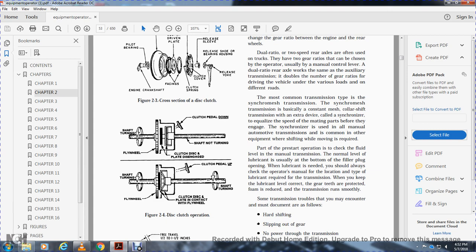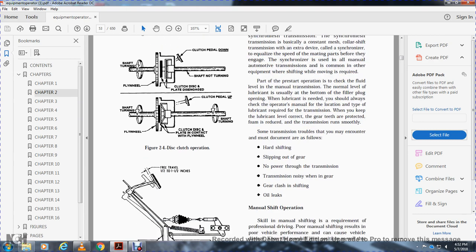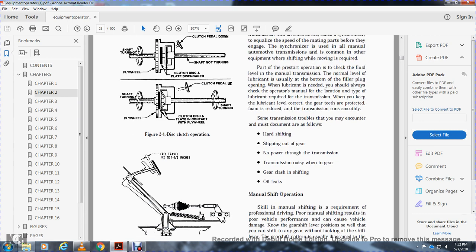As part of the pre-start operation, check the fluid level of the manual transmission. The normal level of lubricant is usually the bottom of the filler plug opening. You should always check the operator's manual for the location and type of lubricant required for the transmission. When you keep the lubricant level correct, the gear teeth are protected, foaming is reduced, and the transmission runs smoothly. Some transmission troubles you may encounter are hard shifting, slipping out of gear, no power through the transmission, noise due to gear clashing, and oil leaks.